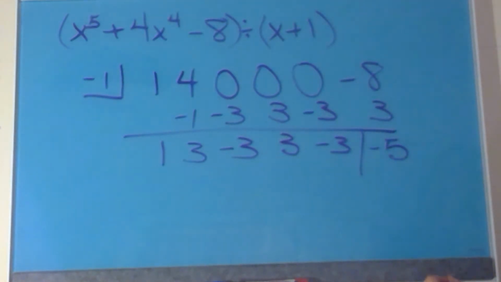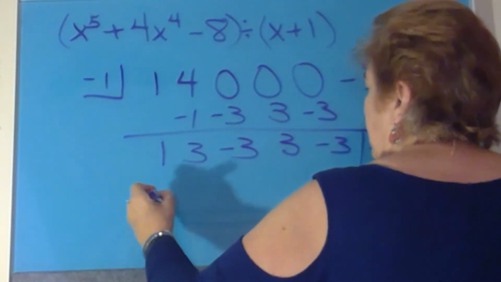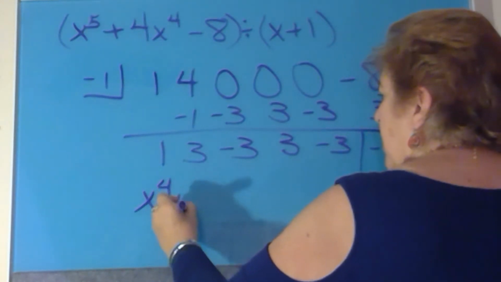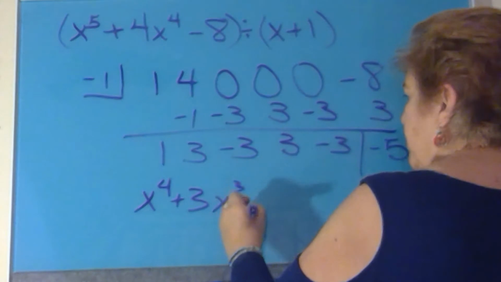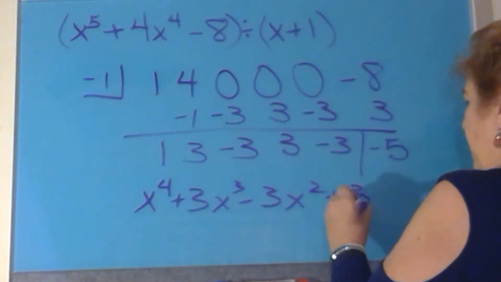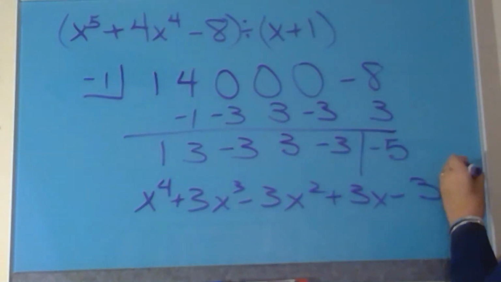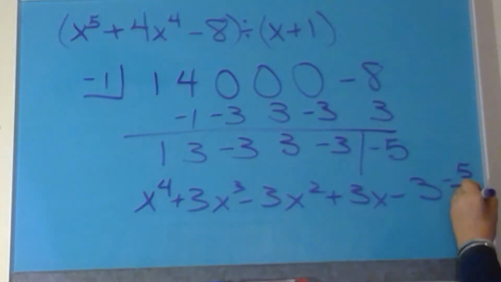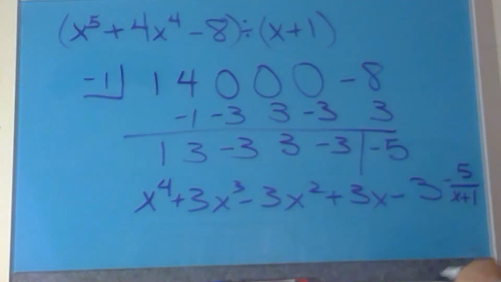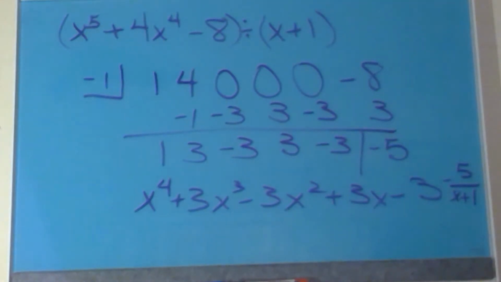And so the answer to this would be x to the 4th plus 3x to the 3rd minus 3x squared plus 3x minus 3 minus 5 over x plus 1. Make sure you have enough room to get the whole answer in. The next problem, those were the two you were just supposed to use synthetic division.